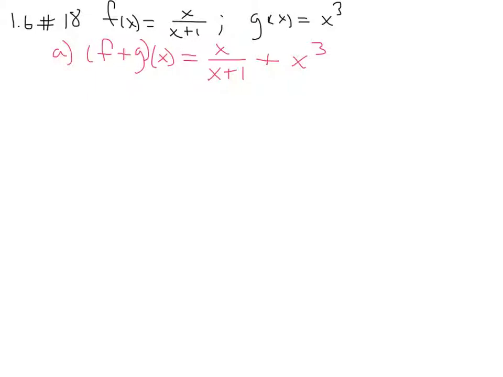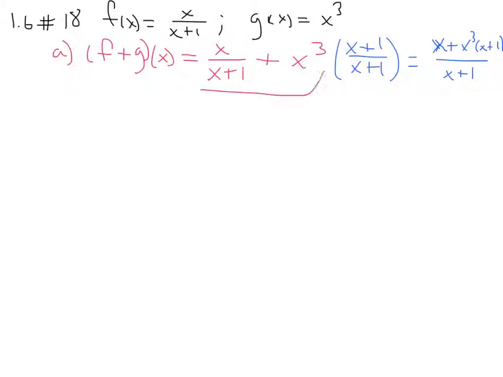You'd multiply here top and bottom by x plus 1, and then you would have nice fractions with the same thing on the bottom, and then you can add them up, so you'd get x plus x cubed times x plus 1 on the top and x plus 1 on the bottom. I don't think that's necessary, so I would leave it as just this sum.